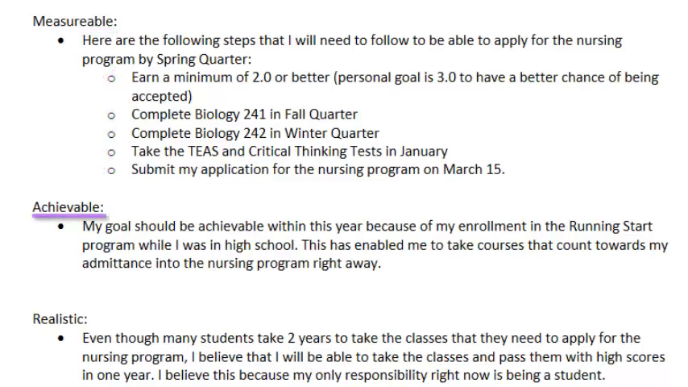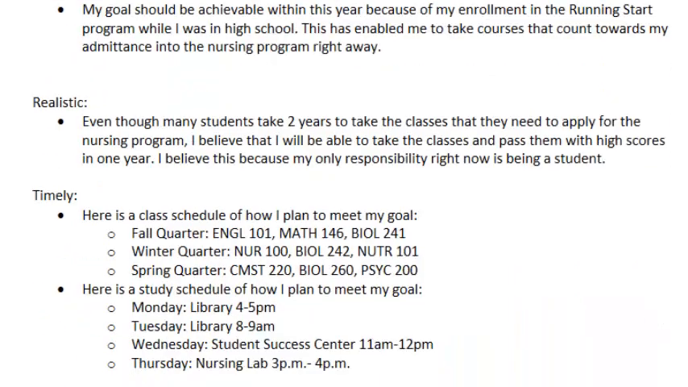Achievable. My goal should be achievable within this year because of my enrollment in the Running Start program while I was in high school. This has enabled me to take courses that count towards my admittance into the nursing program right away. Even though many students take 2 years to take the classes that they need to apply for the nursing program, I believe that I will be able to take classes and pass them with high scores in 1 year. I believe this because my only responsibility right now is being a student.